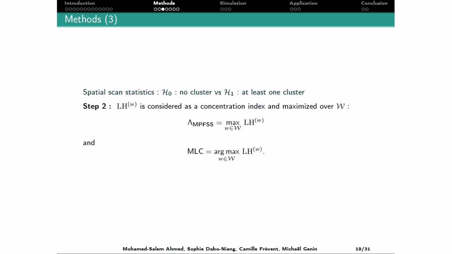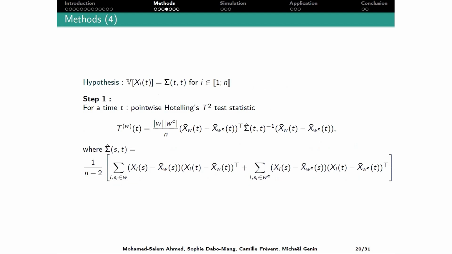Then we look at the potential cluster where this concentration is highest, the maximum. This will be called the BCS based on functional MANOVA. The M is for multivariate. The second one is a Hotelling test, based on the extension of the Hotelling test to the functional multivariate case, using a comparison between the mean in the cluster and the mean outside the cluster.